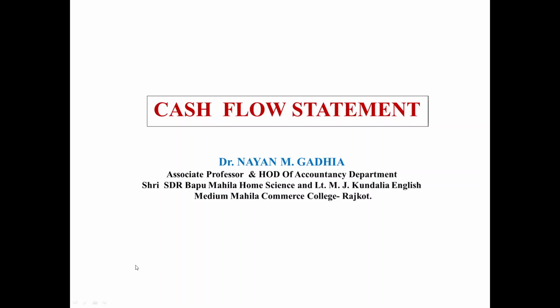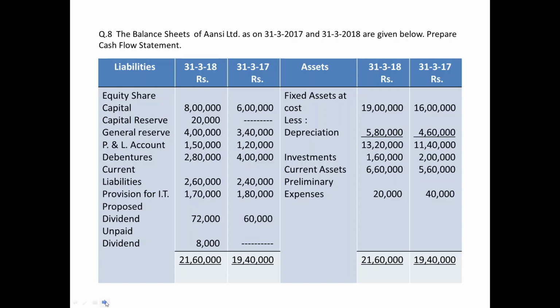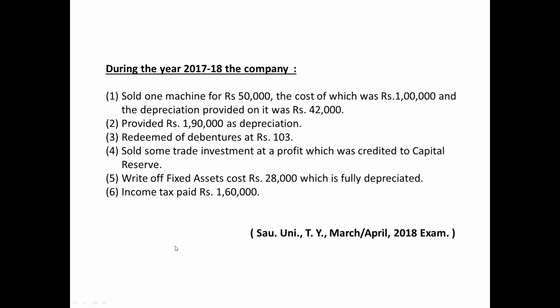Let us take another question from Saurashtra University March 2018 question paper. Have a look on the question. Data has been given as usual. For 2 years, balance sheets have been given, 31st March 17 and 31st March 2018, and then additional information for 2017 and 18. 6 points have been given for additional information.